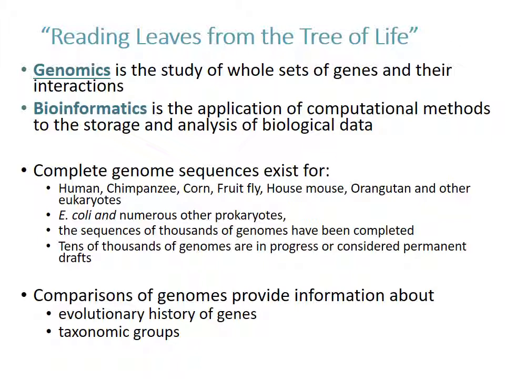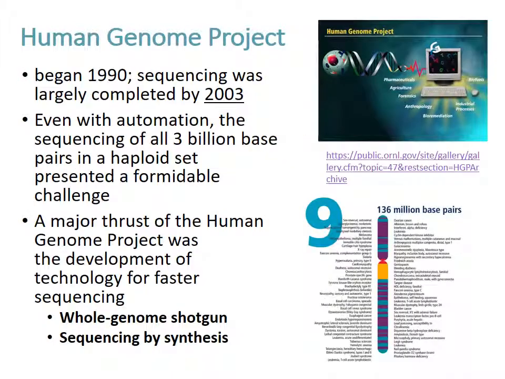It's a whole new field that deals with storing and computational methods that help us analyze this biological data. And comparing genomes helps us understand evolutionary history and also helps us understand who's related to who in different taxonomic groupings. The Human Genome Project began in 1990 and sequencing was pretty much completed by 2003.